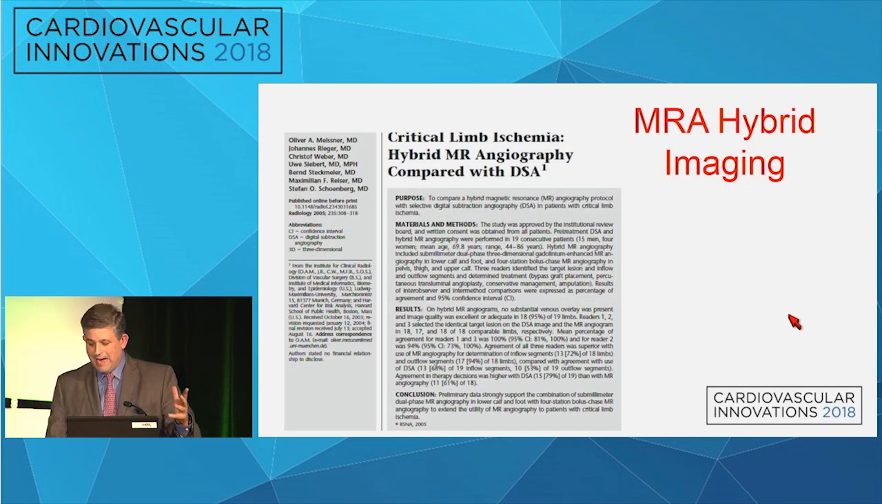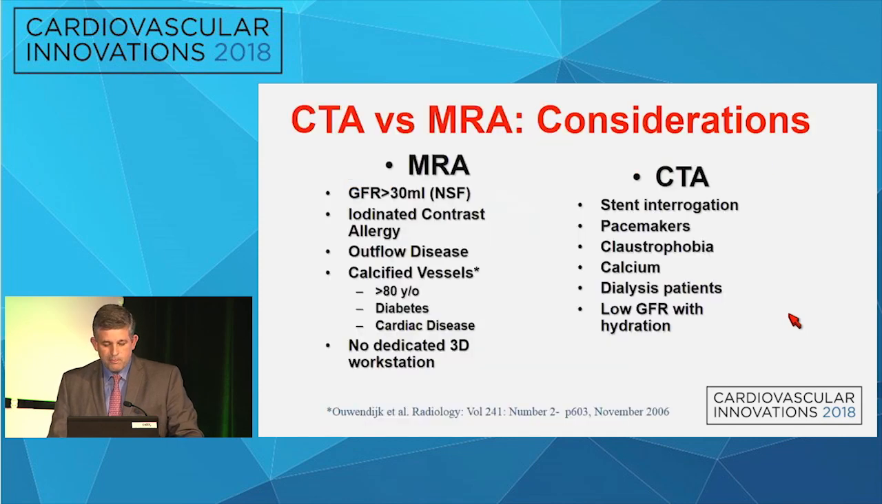And really, so we talk about hybrid imaging. So when do I consider CTA versus MRA? Really, MRA if I have an estimated GFR over 30, patients that have an iodinated contrast allergy, but really I'm looking for my older patients with CLI. These are patients with calcified vessels, patients that have cardiac disease, because I'm going to be able to look at those small vessels below the knee.